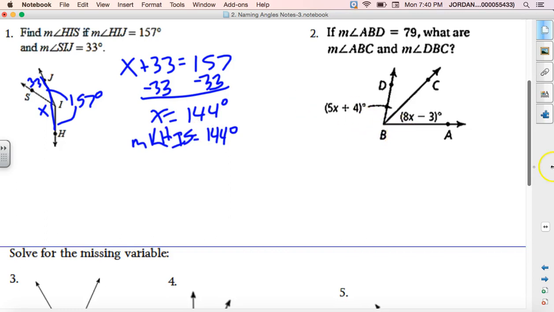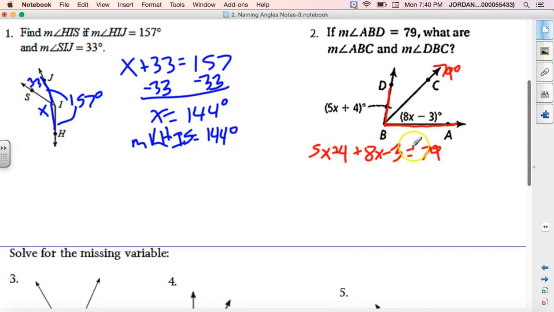Number two, a little bit trickier. It tells you measure of angle ABD, which is the whole angle, right? So the whole thing, they say, is 79 degrees. And they want us to find the measure of angle ABC and angle DBC. They give us this part is 5x plus 4 and this part's 8x minus 3. So you're going to set up the equation by adding the parts to equal the whole, which they told us is 79.